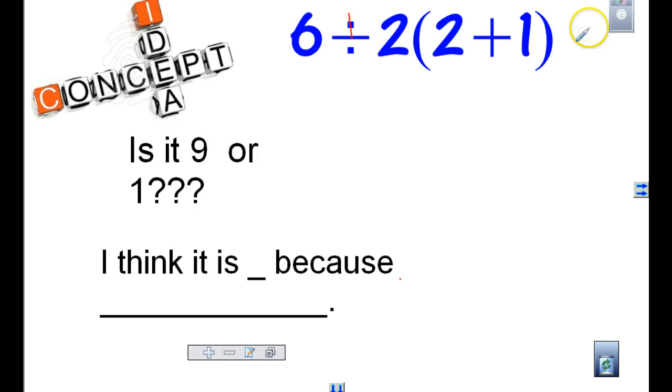So now you can see. So the question was, is this 9 or is it 1? 9. Okay. If you think it's 1, you don't have the order of operations. Parentheses first, exponents.